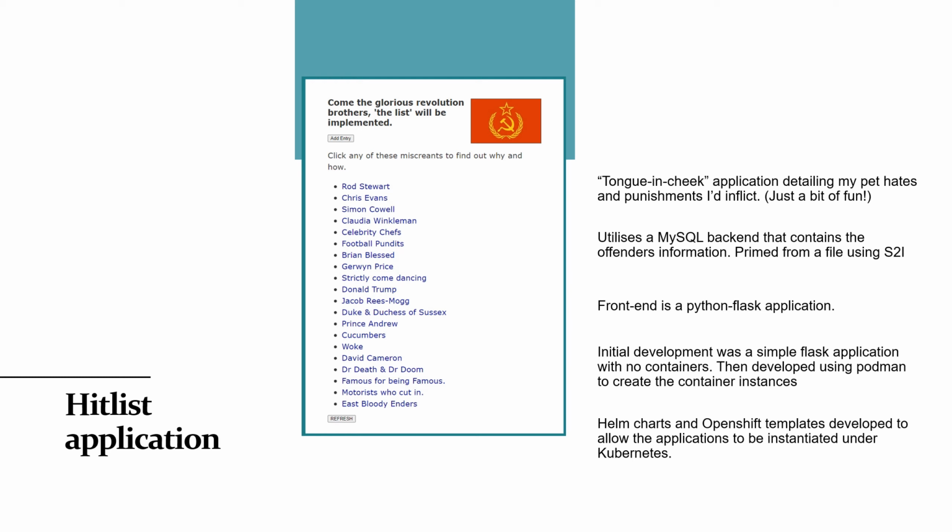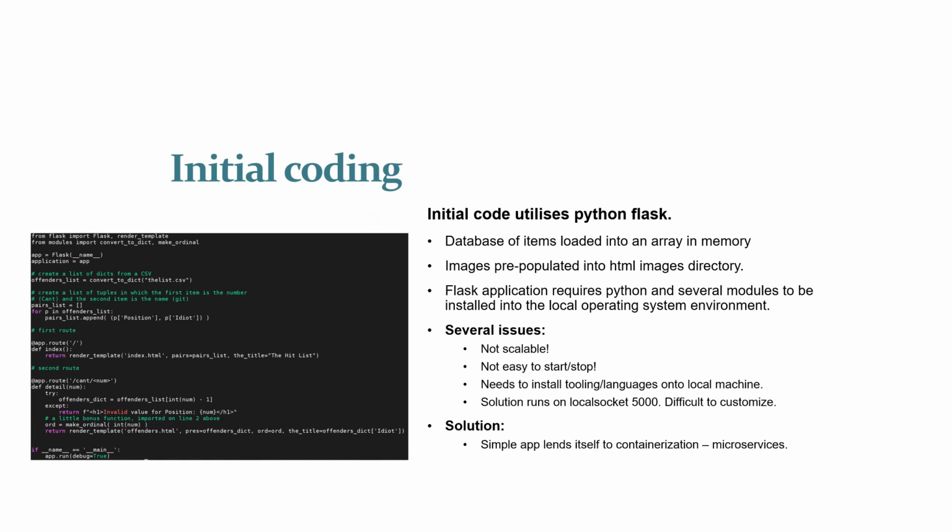So this is a source to image process. As I said, the front end is a Python Flask application. The initial development was done locally without any container technology, and then I moved into Podman using small container instances, and then into Helm charts and Openshift. So let's look at the initial stage.